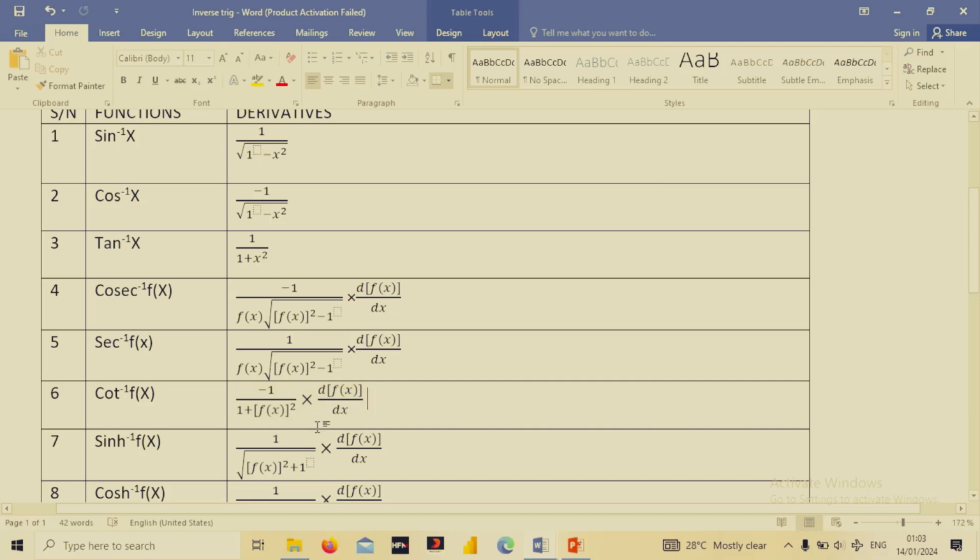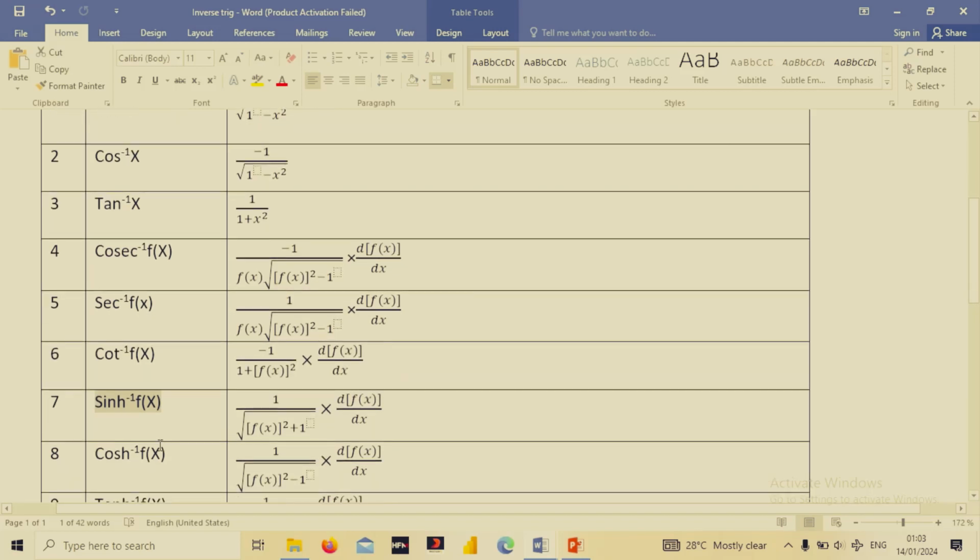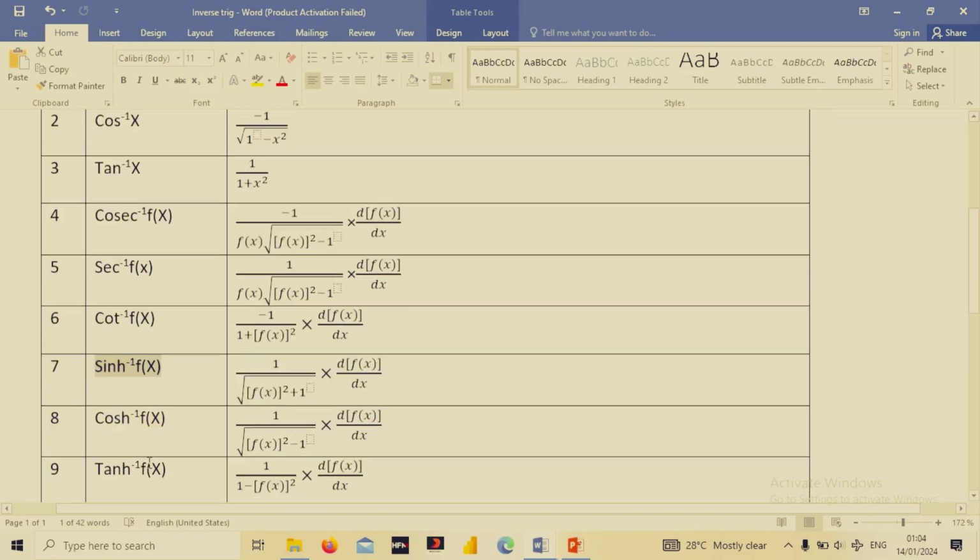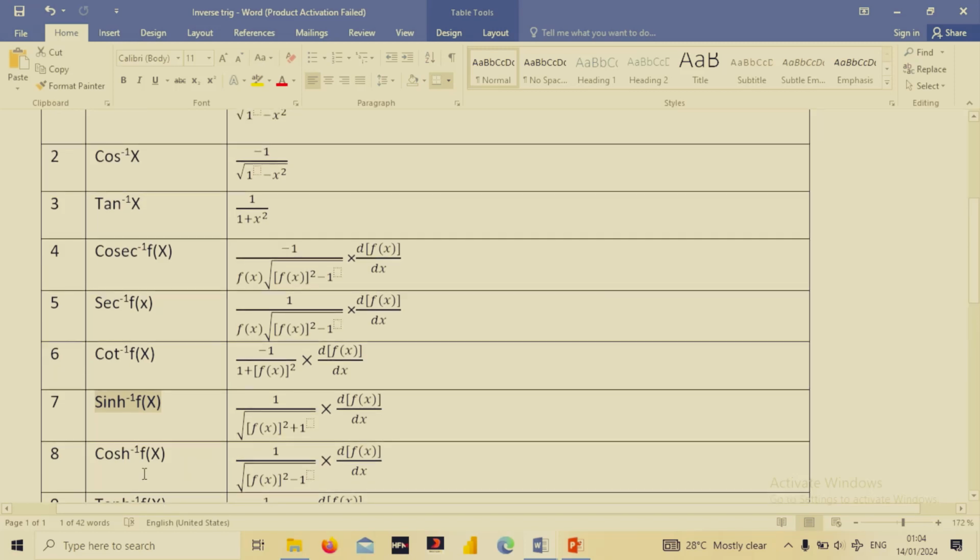Then number 7, we are having sinh inverse of f of x. This is the hyperbolic. We have sinh inverse of f of x, and we have cosh inverse of f of x, and we have tanh inverse of f of x. You might have your own way of pronouncing those things. The most important thing here is to remember the standard differentials of them. So here we call it sinh inverse of f of x, which is equal to 1 all over the square root of f of x squared plus 1 times the differentiation of f of x with respect to x.